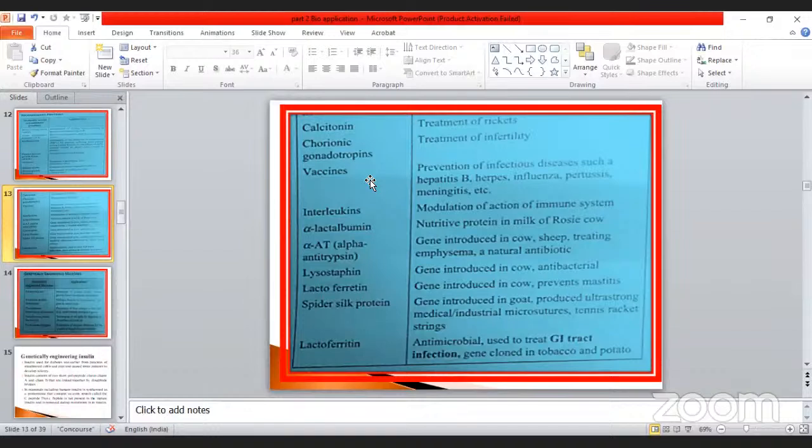Lysostaphin. Lactoferritin. Okay. Gene introduced in cow prevents mastitis. Mastitis is already well known.